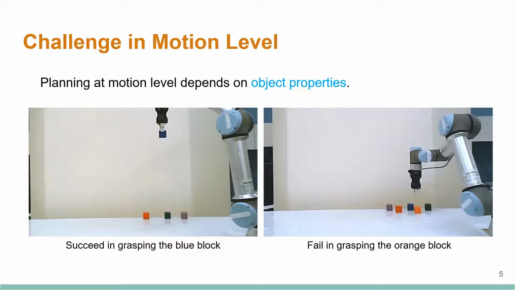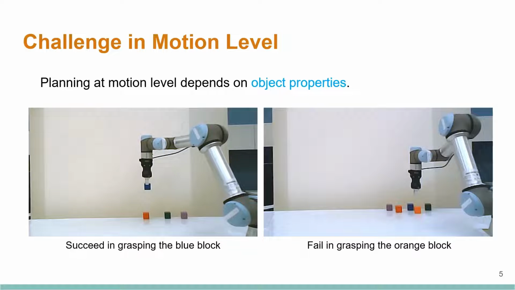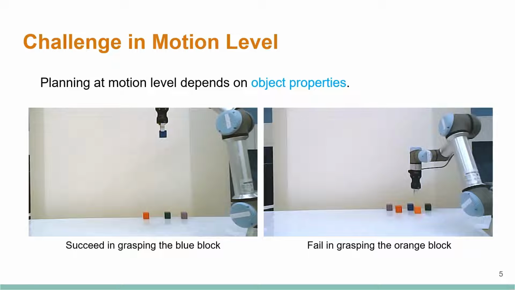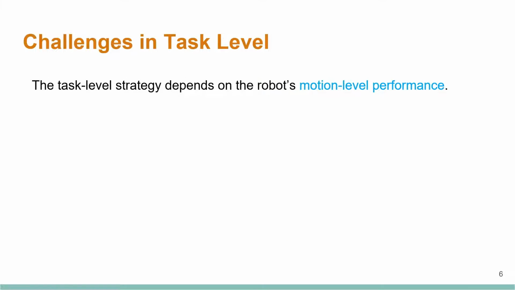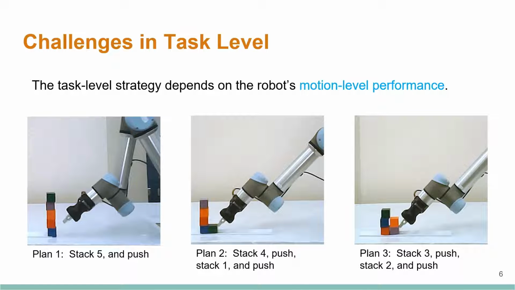In these videos, the robot is trying to grasp the block, but the robot does not know the exact object size. Thus, sometimes the grasping succeeds. Sometimes the grasping fails because the robot cannot know where to place the gripper for grasping. The task-level strategy further depends on the robot's motion-level performance. There are at least 3 plans to move blocks to the goal area in this case. The robot needs to decide which one to take at the task level.